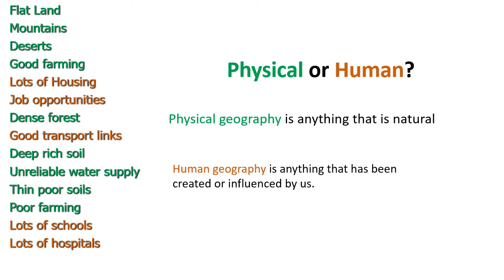Poor farming, physical geography. Again, the conditions are physical, but there might be human geography factors playing a part. There might not have been enough investment in the area, the farming. And then schools and hospitals are both human geography. So all the time when we're in Melksham Oak and we're doing geography, we're always thinking about the physical and human geography. What's the difference?